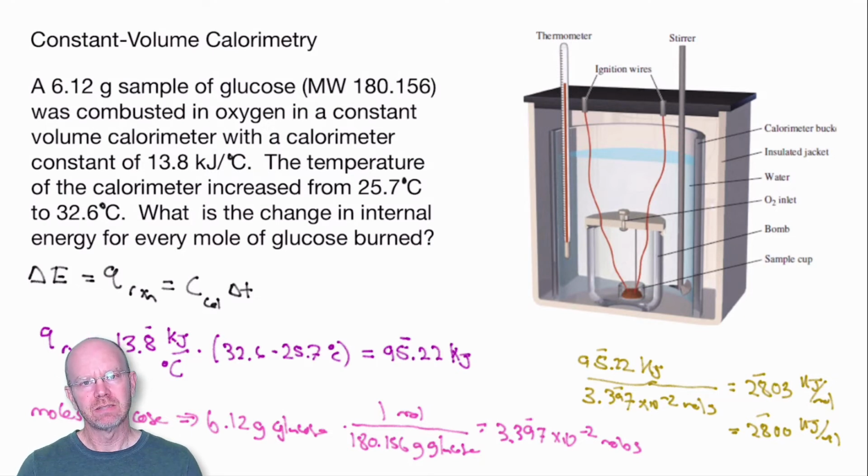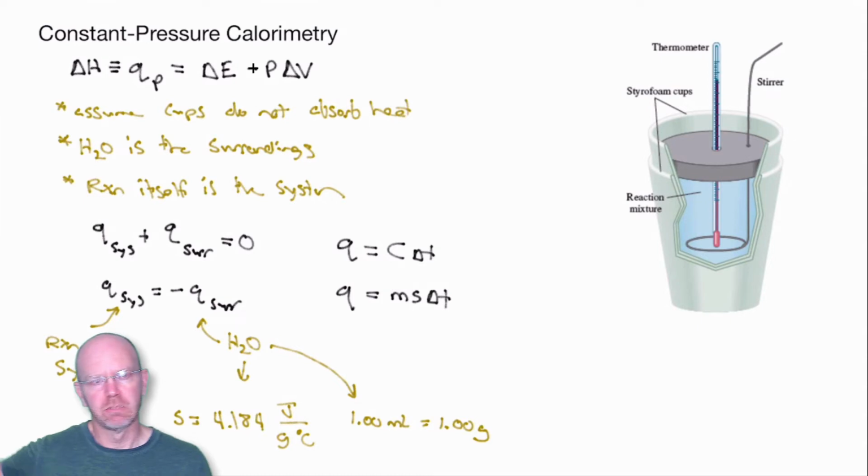So what you can see is that calorimetry gives us a tool to understand how much heat is flowing into or out of a system. It's a very sensitive device that allows us to understand that. Okay, let's talk about constant pressure calorimetry.